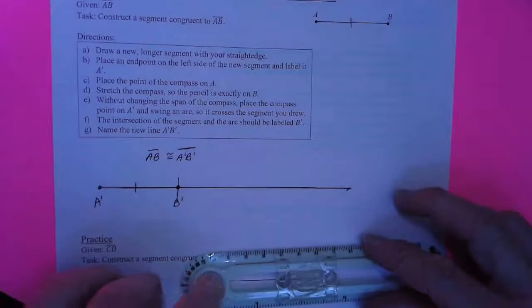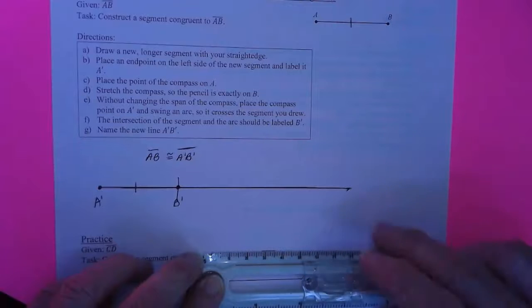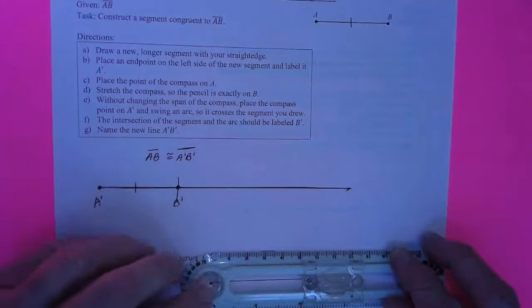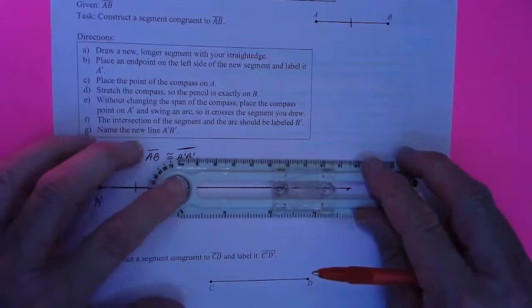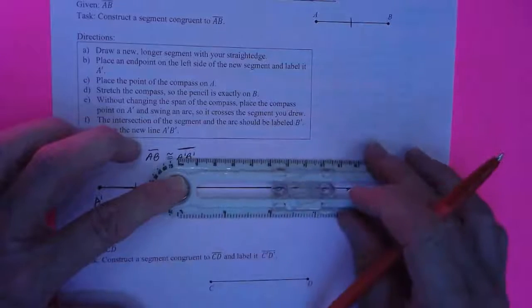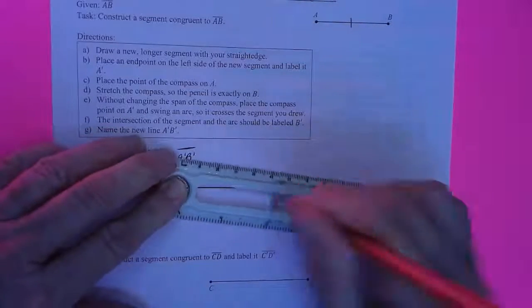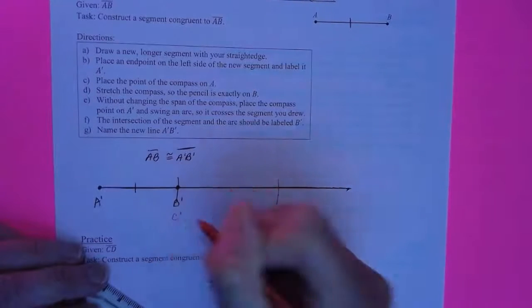Now since I want to add CD to this, I'm going to take my tool and put point C right in the bullseye, hold it firmly, stretch this center part of the compass down so I can see D through the pencil hole there, slide this up. I'm now going to put my C point on top of my B prime point and swing a small arc here. I know this is where D prime would be, this is where C prime would be.